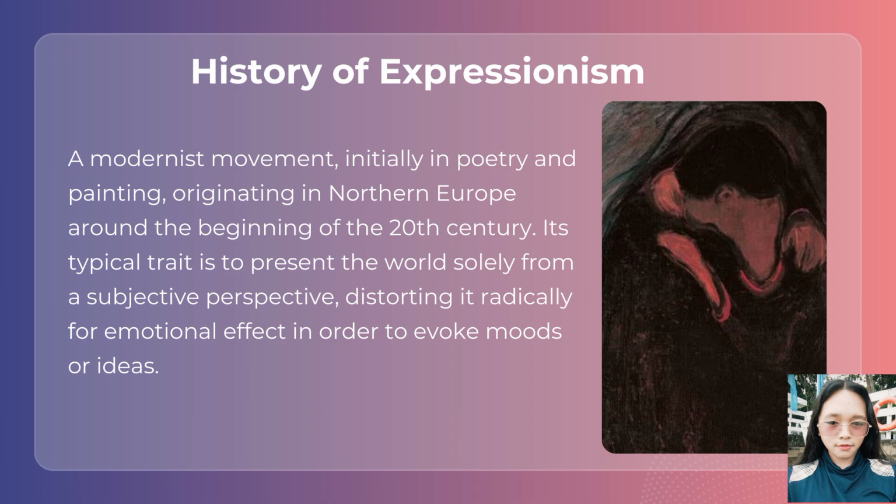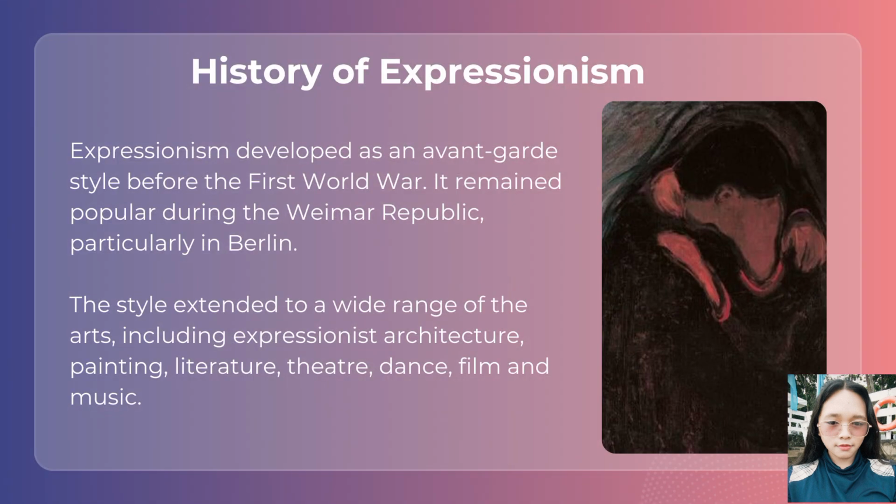They used radical distortions to evoke moods and communicate ideas in a way that felt more immediate. Expressionism developed as an avant-garde style before the First World War. It remained popular during the Weimar Republic, particularly in Berlin. The style extended to a wide range of the arts including expressionist architecture, painting, literature, theater, dance, film, and music.